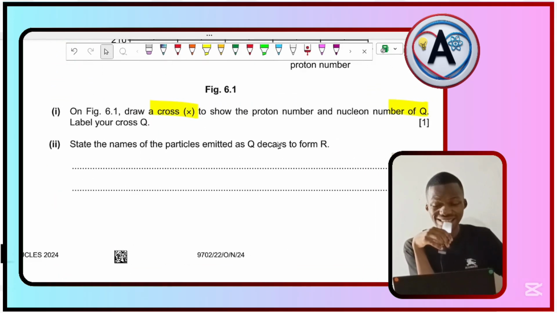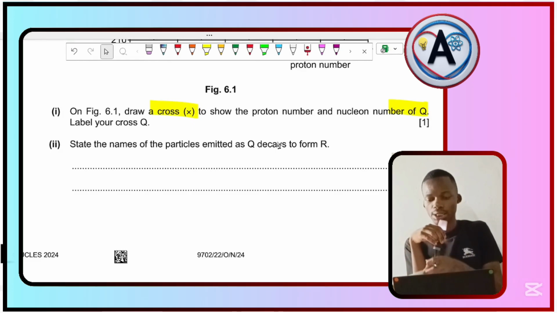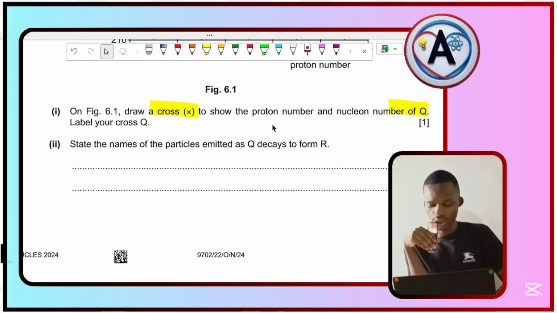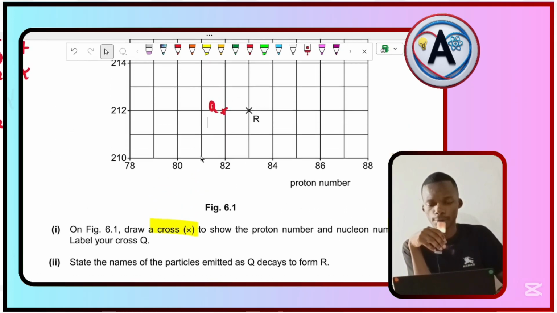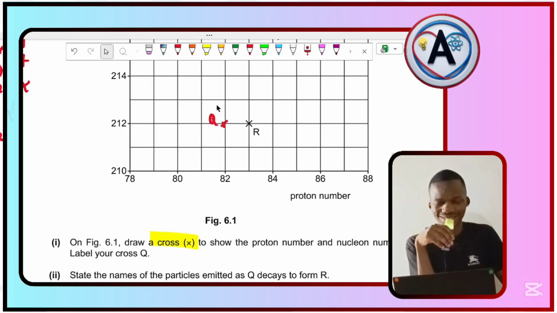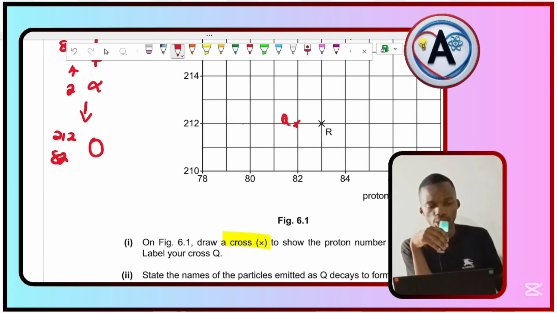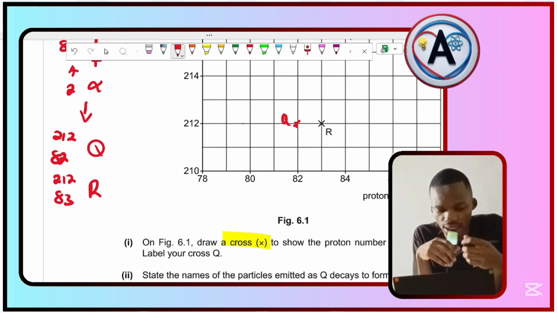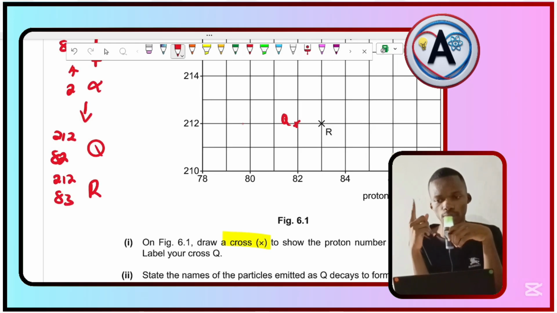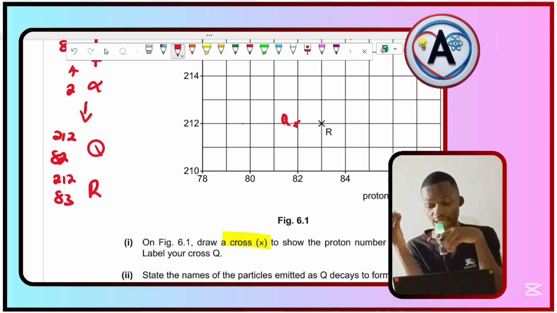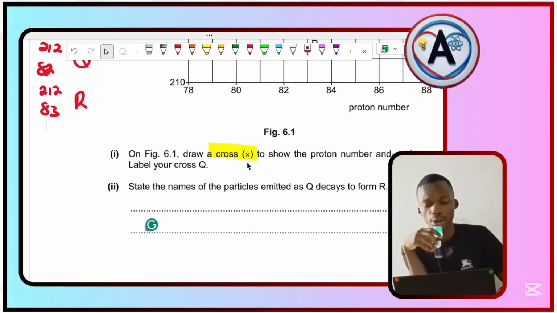Okay. So the name of particles emitted when Q decays to form R. So Q over here wants to decay and form R. So that's 82 going to 83. So this is Q, right? And I know that R is again the same, 212, but 83. So what particle do you need to emit in order for your proton number to increase by 1? And we know that it has to be a beta negative particle.